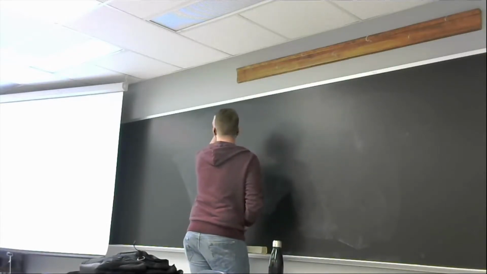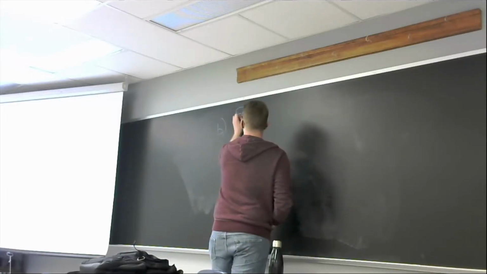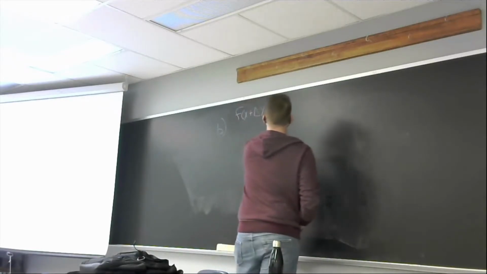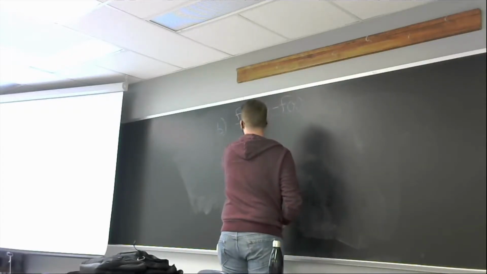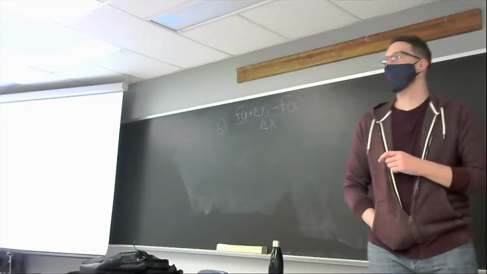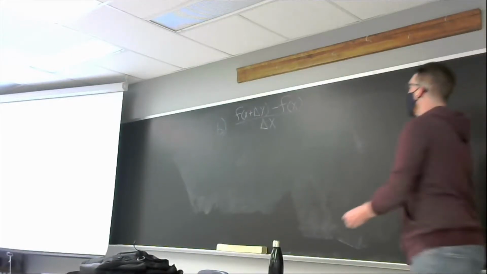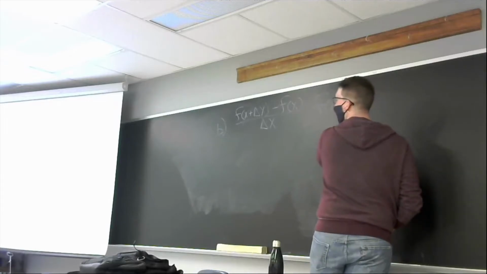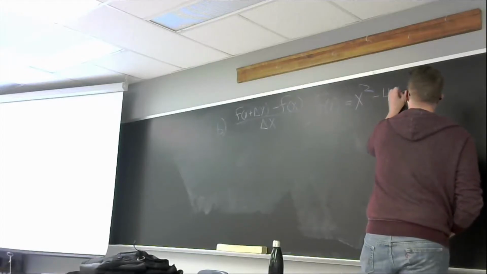So B is f of x plus delta x minus f of x, all over delta x. Sorry, it probably helps to know what f of x is, doesn't it? X squared minus 4x plus 7.